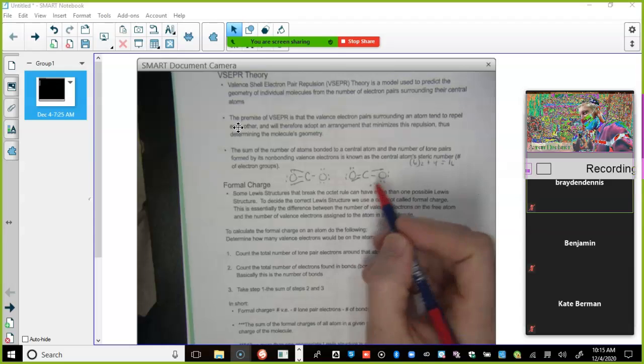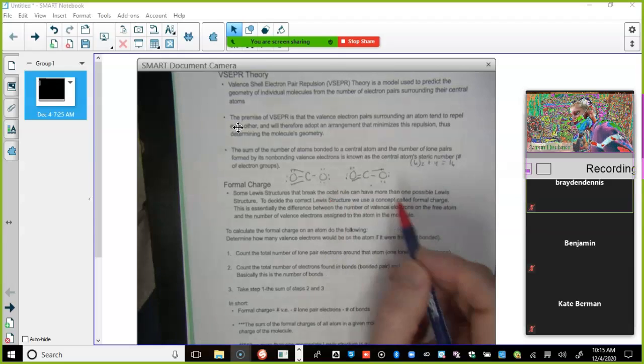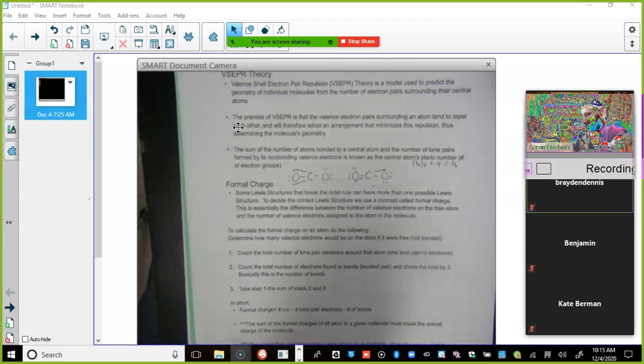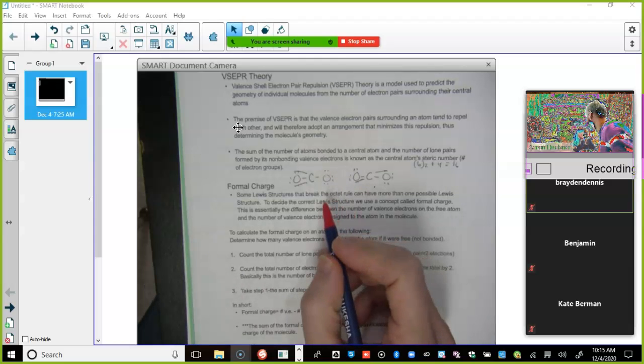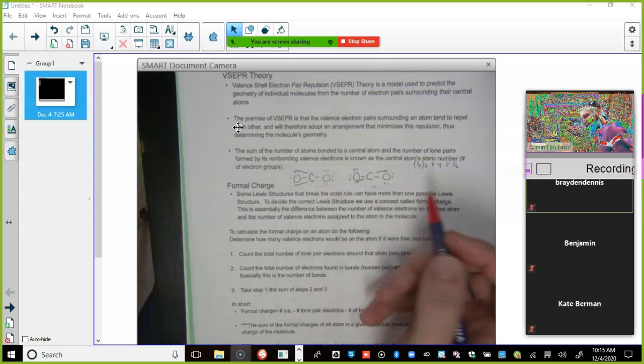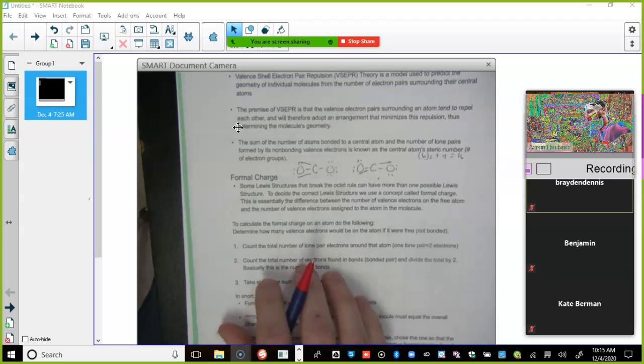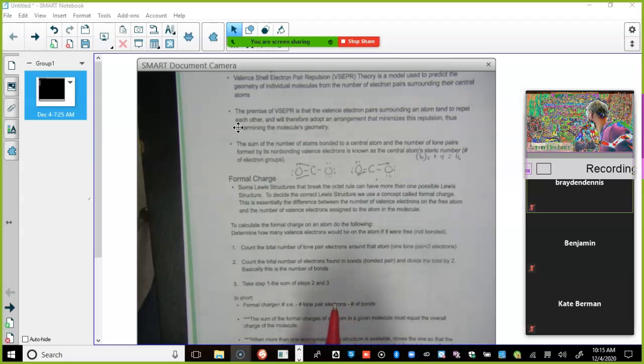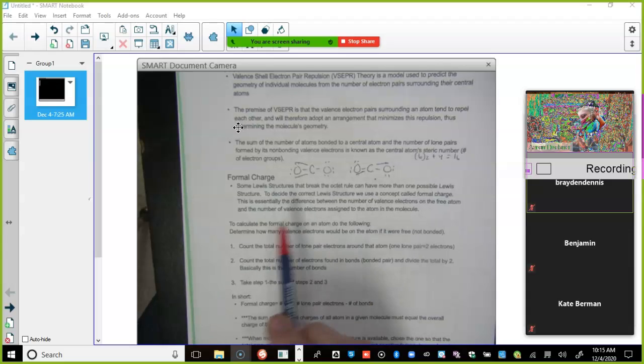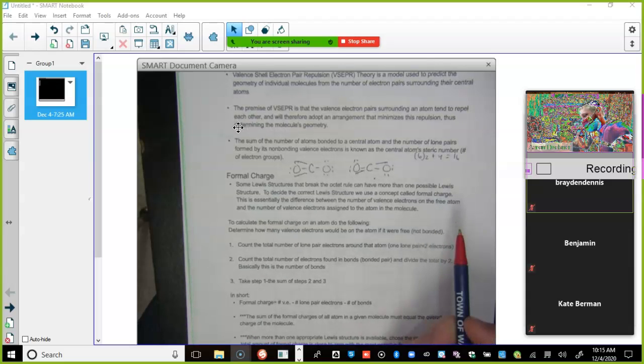Alright, so then the question is like, will the real Lewis dot structure please stand up? That's the question. Or request, at least. There we go. So we got to do formal charge.